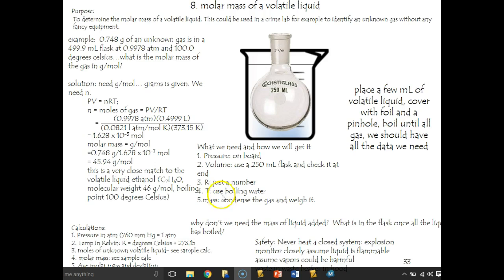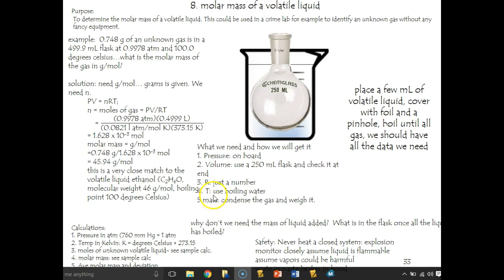R, as you know, is just a number. Temperature, we're going to use boiling water, and we'll actually measure the temperature of the boiling water. Now, we'll have to assume that the temperature inside the flask is the same as the temperature of the boiling water that was outside it, and that's a reasonable thing to assume.